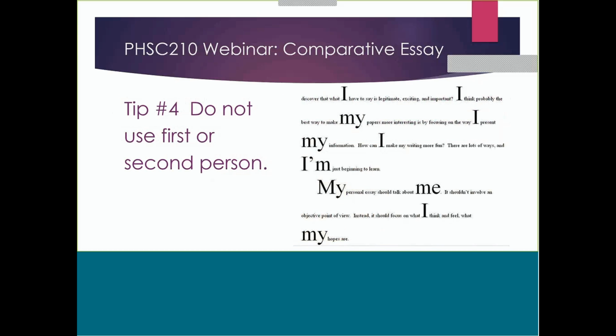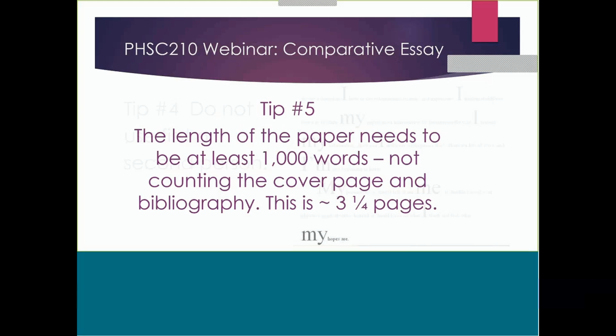Tip number 4, do not use first or second person. The text here reads, discovers that what I have to say is legitimate, exciting, and important. I think probably the best way to make my papers more interesting, and so on. It's such a common practice for us to default to first person when we're writing, and for a formal paper, APA formatting does not allow for use of first or second person in writing. So avoid the I, my, me, you, us, we uses in your paper.